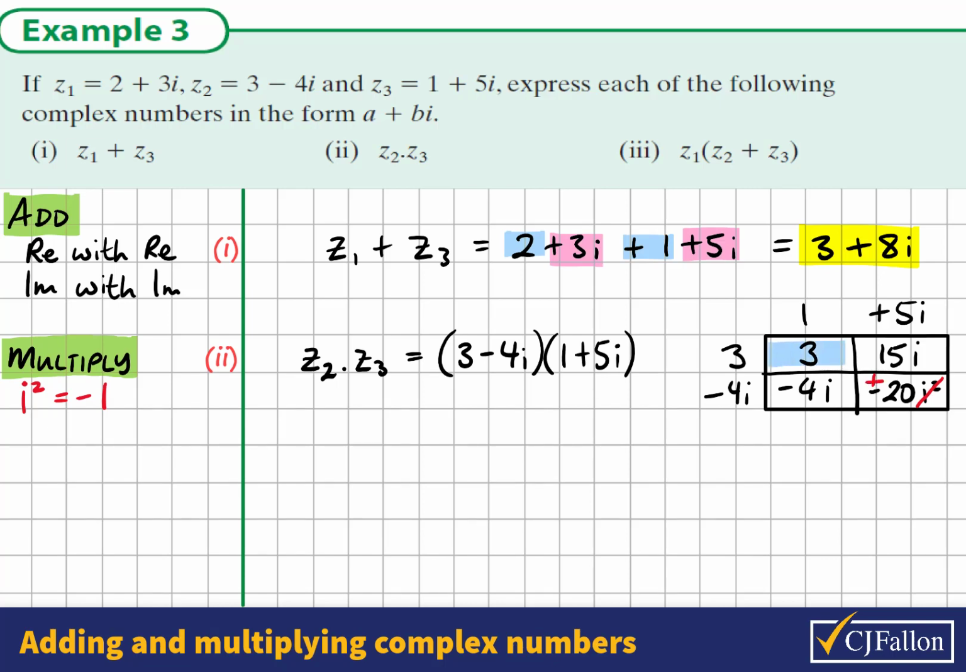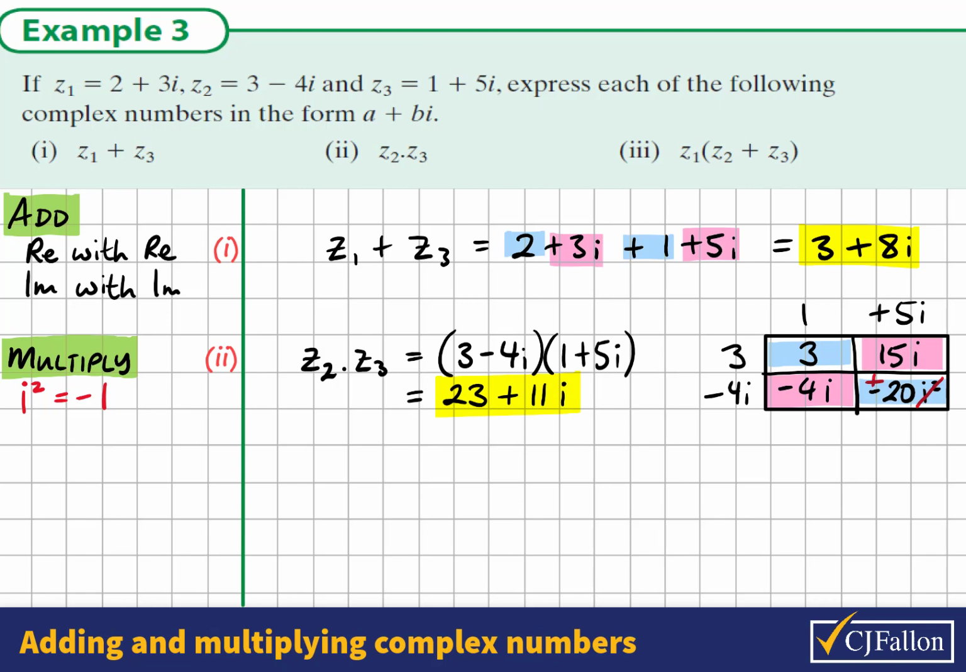So the real parts are 3 and 20, and the imaginary parts are 15i and negative 4i. So again, adding real with real, imaginary with imaginary, we get 23 plus 11i. And this is the solution.